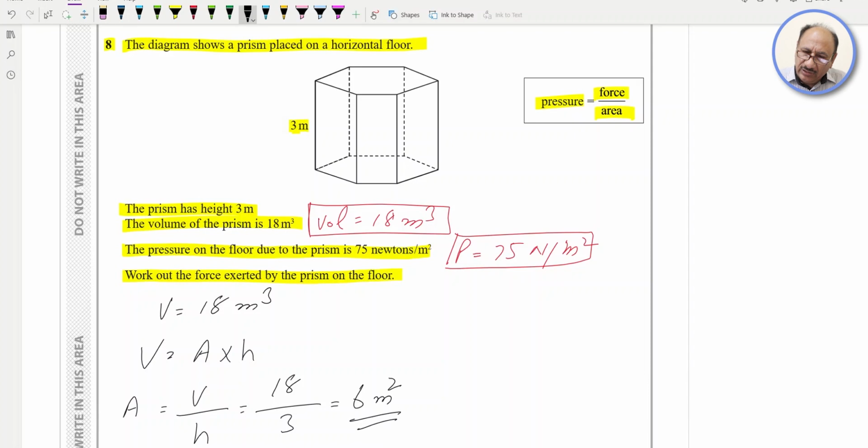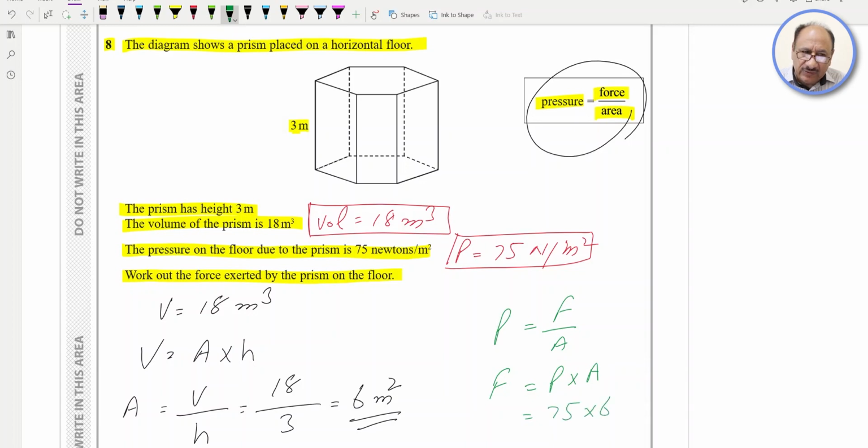After calculating area, we can apply this formula. So pressure is equal to, if I change the color so that you can identify, pressure is equal to force over area. So force will be equal to what? Force will be equal to pressure multiplied by area, and pressure is 75 and area is 6.